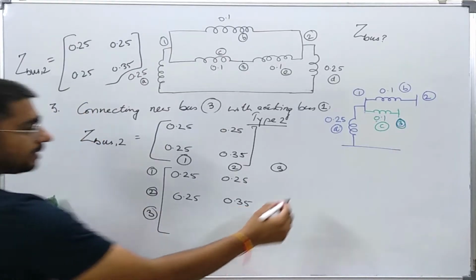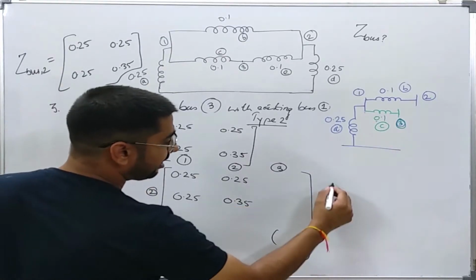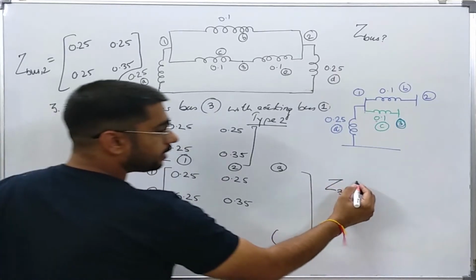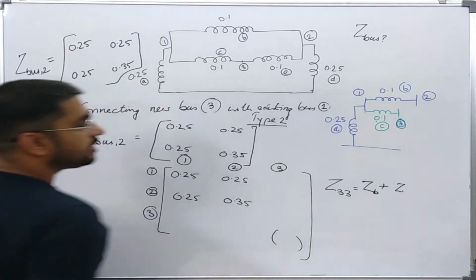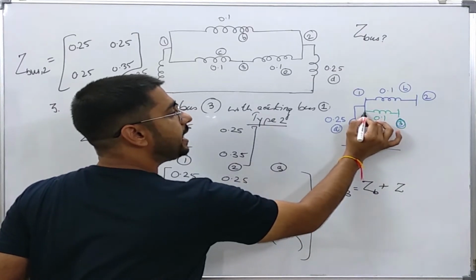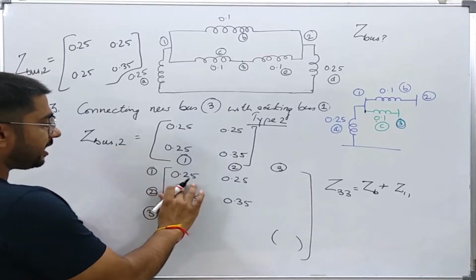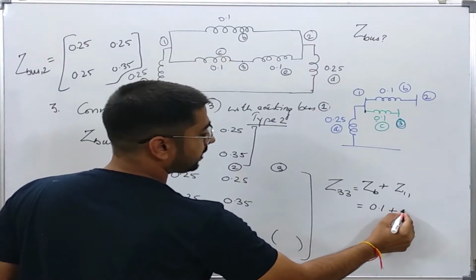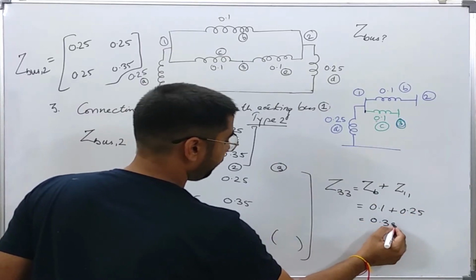Now we know that the element which is going to come here is Z33. Z33 will be nothing but Z branch plus the Thevenin impedance seen from the bus to which the new element is being added, that is Z11. So Z11 is nothing but 0.25. So it will be 0.1 plus 0.25, that is 0.35.